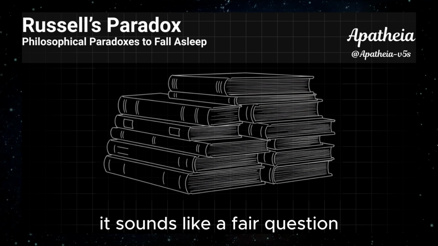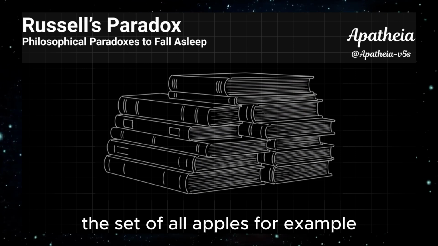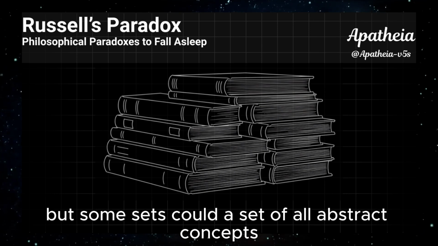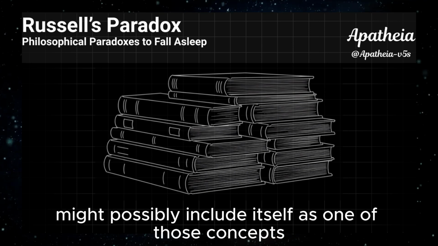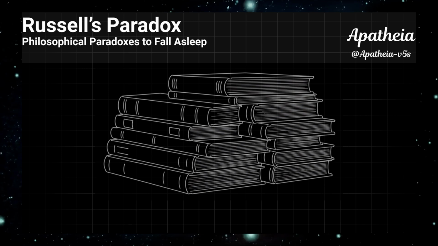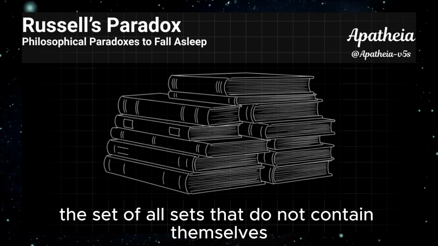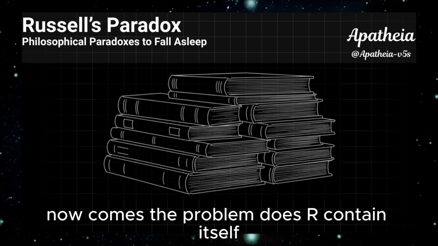It sounds like a fair question. Many sets clearly don't contain themselves. The set of all apples, for example, isn't an apple. It doesn't include itself. But some sets could. A set of all abstract concepts might possibly include itself as one of those concepts. So let's imagine a set we'll call R, the set of all sets that do not contain themselves. Now comes the problem. Does R contain itself?